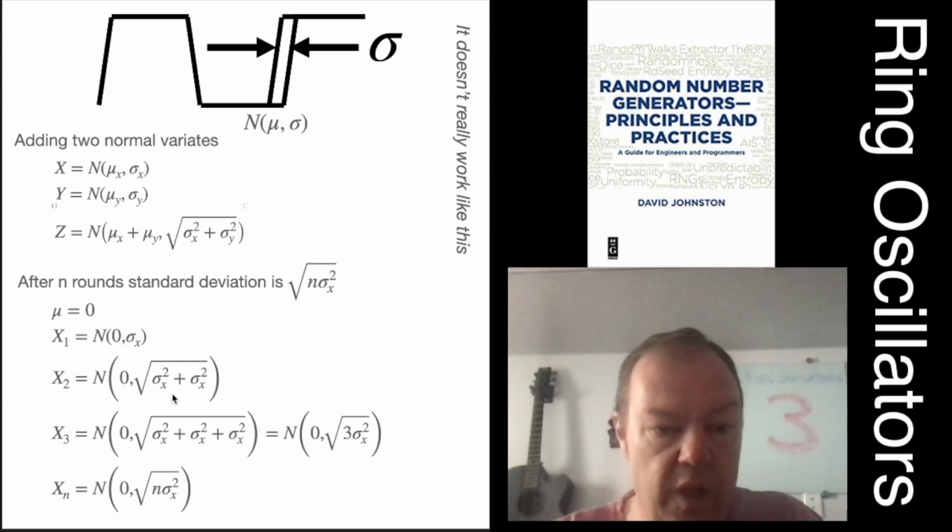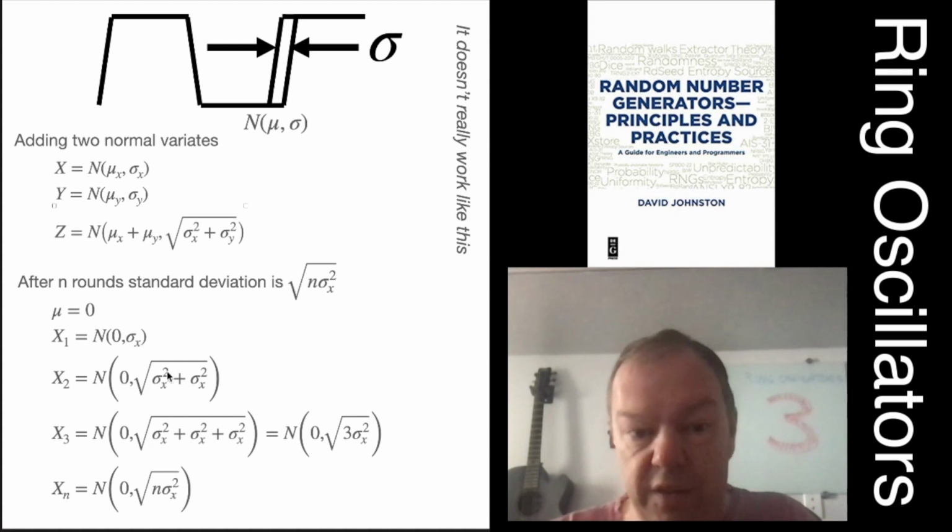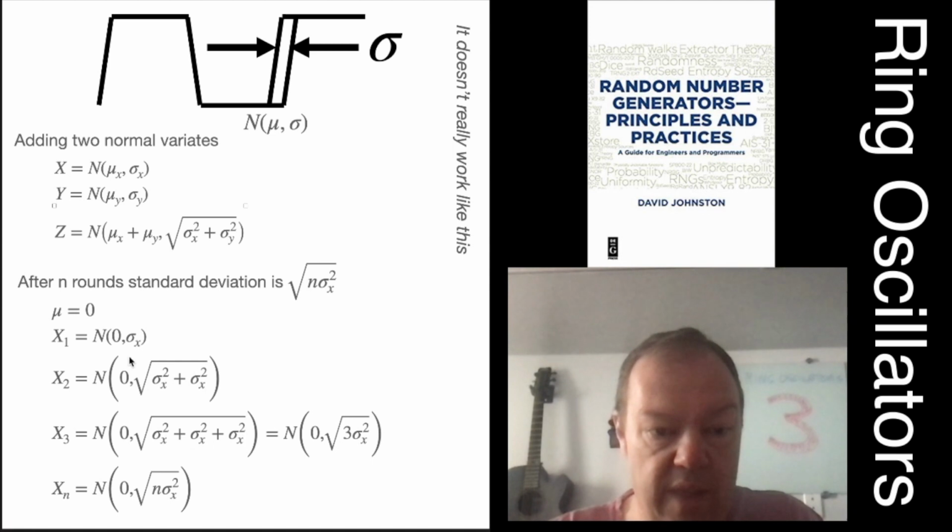thing. And so we've gone from sigma x to the sum of 2 sigma x's square rooted to the sum of 3 sigma x's square rooted, and then it carries on in that fashion. And so you can say on the nth round the distribution is the normal distribution with a mean of 0 and the square root of n sigma squared. So that's pretty simple math.